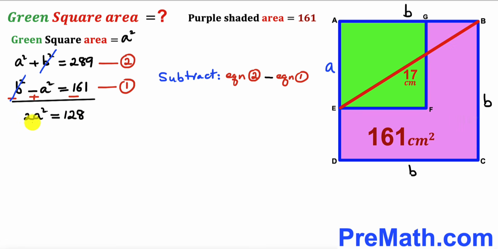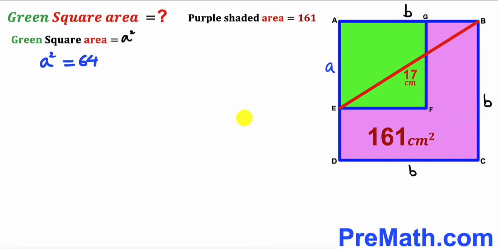128. Now I'm going to divide both sides by 2 to isolate a squared. Here we can see the 2 and 2 are gone. So our a squared value simply turns out to be equal to 64. Thus our lowercase a squared value is 64. And we know the green square area is supposed to be a squared. So the green square area is simply 64 centimeter square.